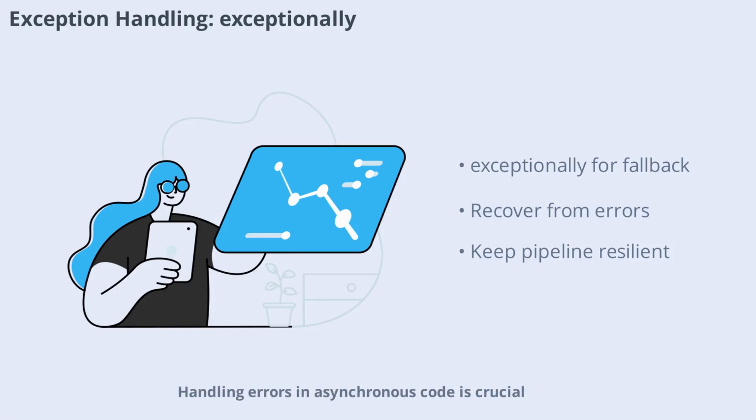Handling errors in asynchronous code is crucial. The exceptionally method lets you recover from exceptions by providing a fallback value. For example, if fetching a user profile fails, you can return a default response and increment a metrics counter. This approach keeps your application resilient and ensures that failures don't break the entire pipeline.